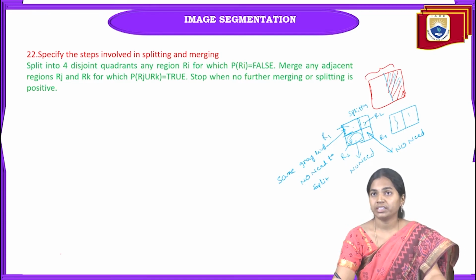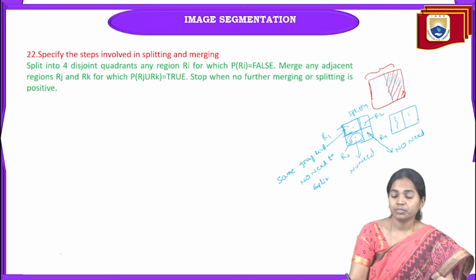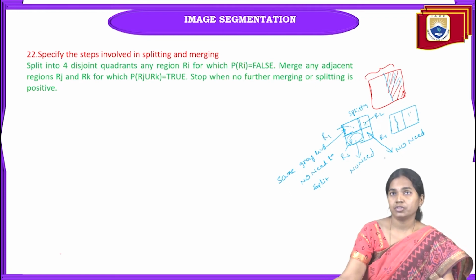So, we are going to match the regions. These two portions are the same. These two regions are the same gray level, so merge these two, and these two regions are the same, so merge these two. So, this is the splitting and merging procedure.